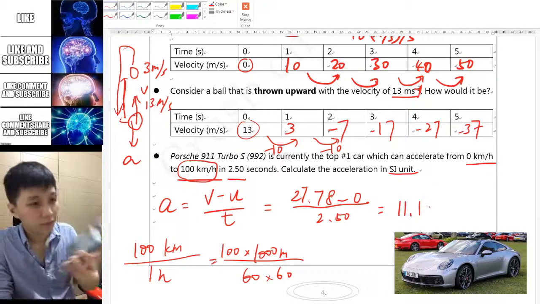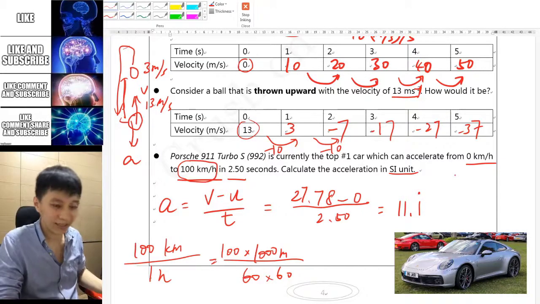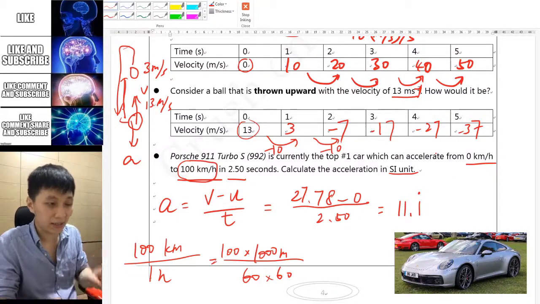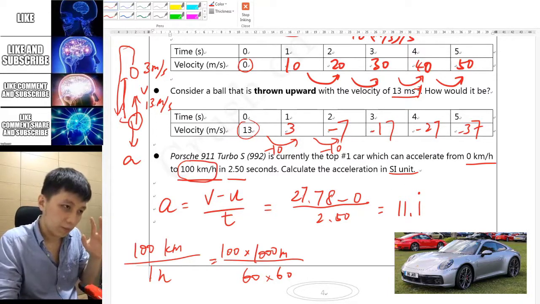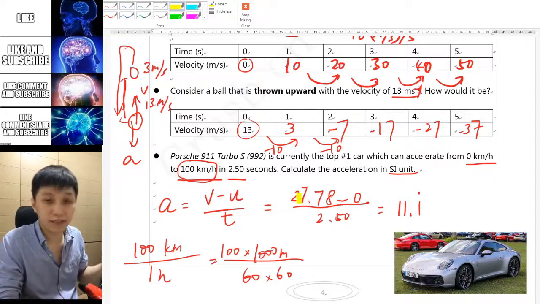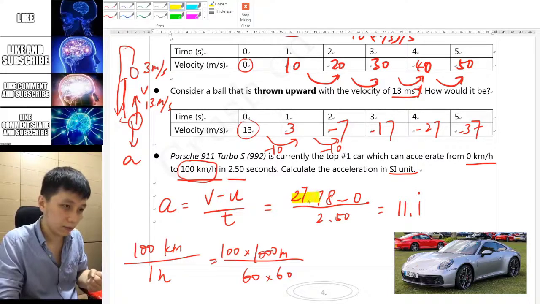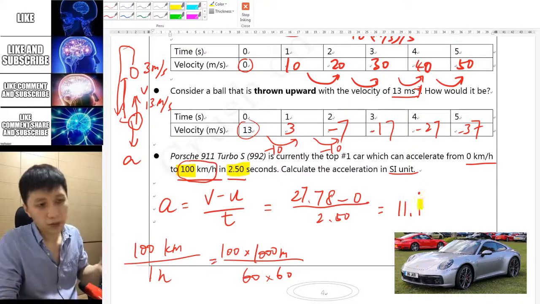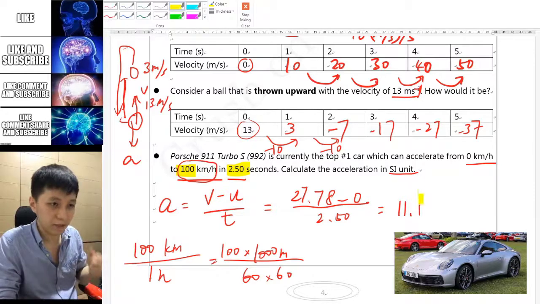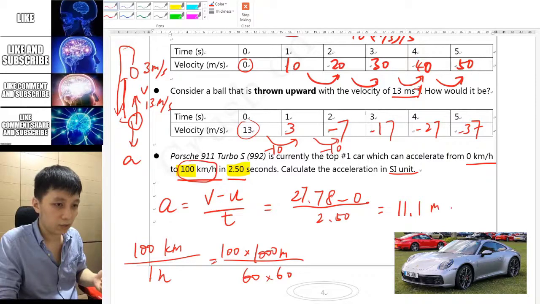11.1 recurring. So instead of putting this as answer, we would prefer doing it with sig fig. So one rule of thumb is that we would look at how many sig fig we have from the raw data. So here, this is 100, right? 3 sig fig, and the time is also 3 sig fig, and so our answer will also take it as 3 sig fig. So our answer will simply be 11.1, and the unit is meter per second square.